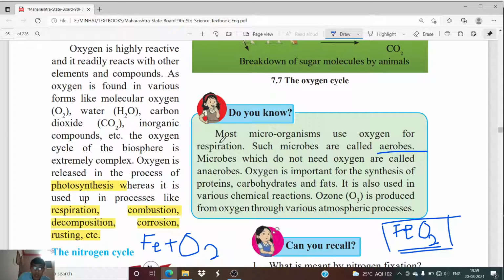So ऐसे माइक्रोऑर्गेनिज्म जो सांस लेने के लिए ऑक्सीजन का इस्तेमाल करते हैं उन्हें एरोबिक माइक्रोऑर्गेनिज्म कहा जाएगा, और ऐसे माइक्रोऑर्गेनिज्म जो सांस लेने के लिए ऑक्सीजन का इस्तेमाल नहीं करते हैं उन्हें एनाएरोबिक माइक्रोऑर्गेनिज्म कहा जाएगा. Now, oxygen is important for the synthesis of proteins, carbohydrates, and fats. It is also used in various chemical reactions.